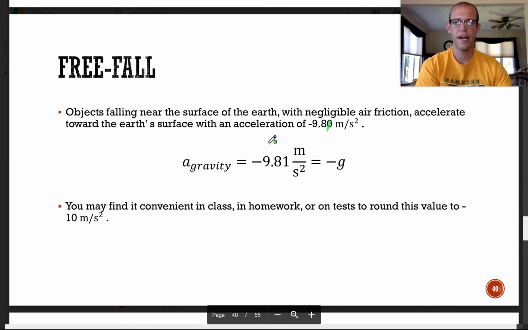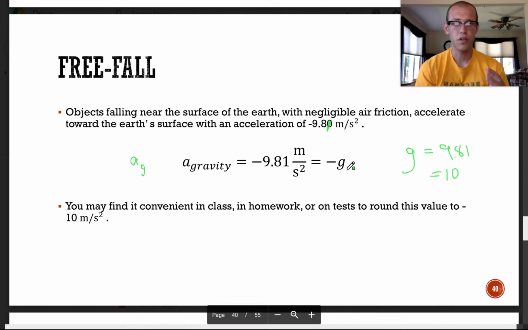So acceleration due to gravity, which we sometimes write as a sub g, is equal to negative 9.81 meters per second squared, which is equal to negative g. So if you ever see g, that means the number 9.81. We will use the number 10 instead. We use 10 because that's pretty close, and then we can actually use this number to calculate problems in our head easier, so we don't have to have this very specific value.